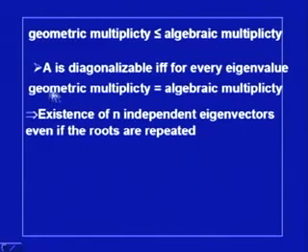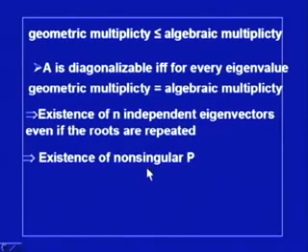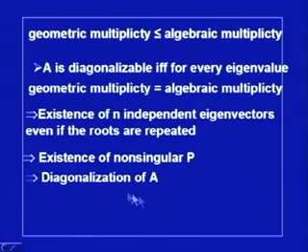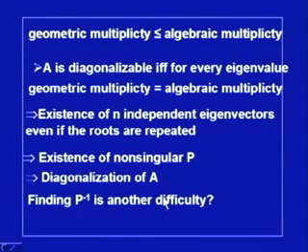We simply check the geometric multiplicity, and if the geometric multiplicity of each root is the same as the algebraic multiplicity, then the existence of n independent eigenvectors is possible, and we can say the matrix can be diagonalized, because in that case the existence of a non-singular matrix P is possible, and that leads to diagonalization of the matrix A. So, if we can find n independent vectors, we can find P, and once we can find P, the matrix is diagonalizable, but still there is a difficulty.